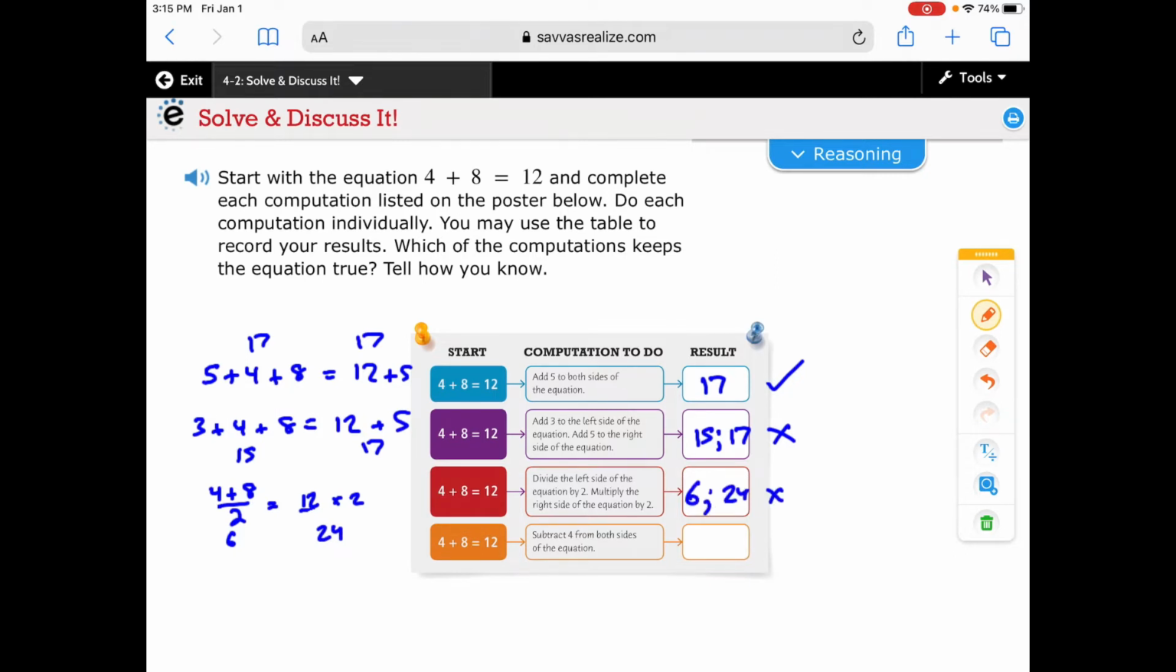That's an X there. And then this one, it says we have 4 plus 8, and then we're going to subtract 4, and then 12 minus 4. So this is 8, this is 8. So that one checks out. Okay, so make sure you have that written in for page 191.